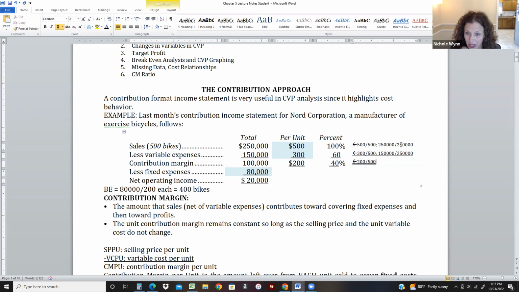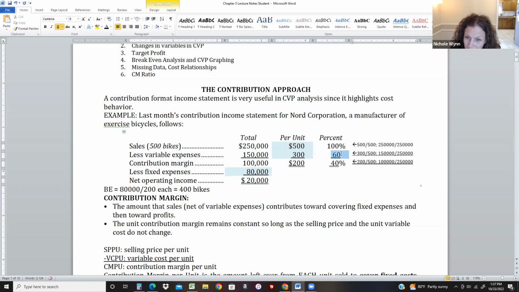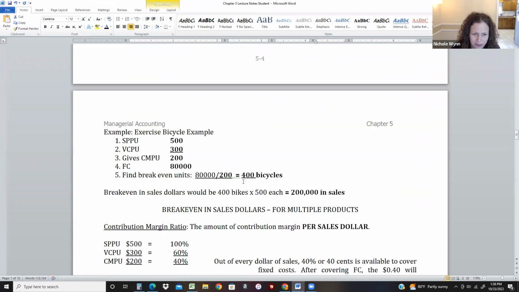Again, always putting sales downstairs because we're looking at how much money you make on sales. And then 100,000 divided by 250,000. So if you take 150,000 and divide by 250,000, you get 0.6 or 60% or 60 cents on the dollar. So for every dollar of sales, 60 cents goes to cover our variable costs, and the other 40% we get to keep, and we use it to cover our fixed costs. And once we cover our fixed costs, it contributes toward profit. So it's called CMR. Let's go back to where I was in the notes.